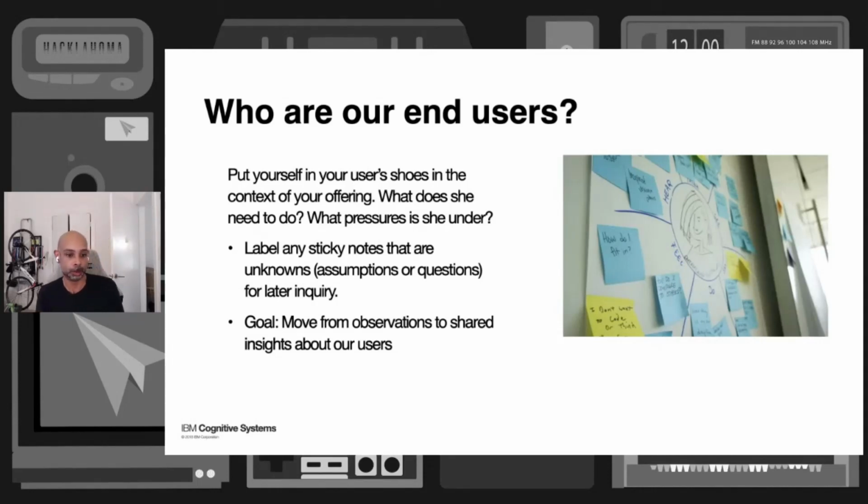What does she need to do? What pressures is she under? So you want to do the same kind of sticky note exercise, and we'll get to that in a second. Label any sticky notes that are unknowns, assumptions, or questions, and you'll go and figure those out later. Your goal is to move from observations to shared insights.